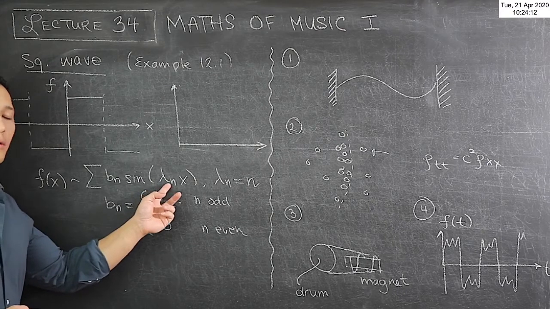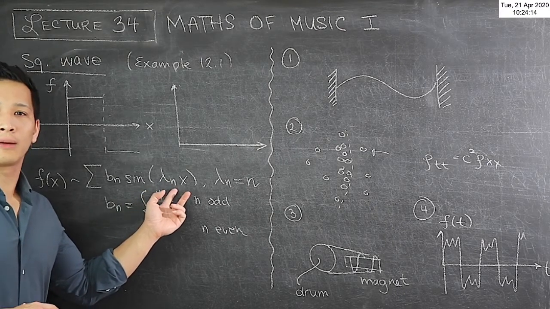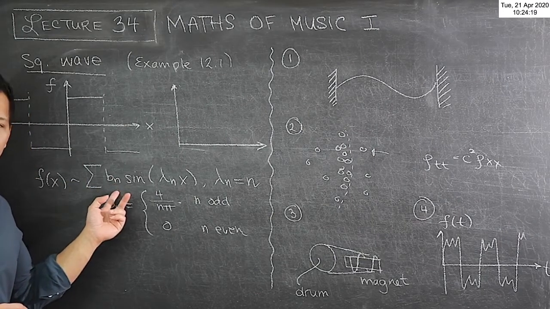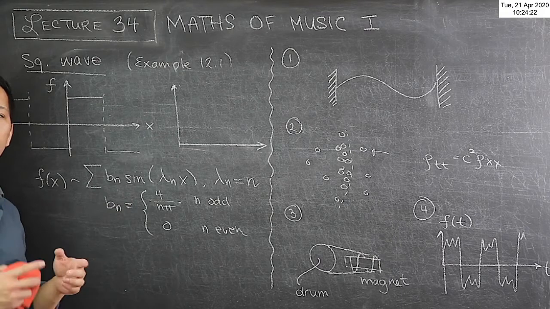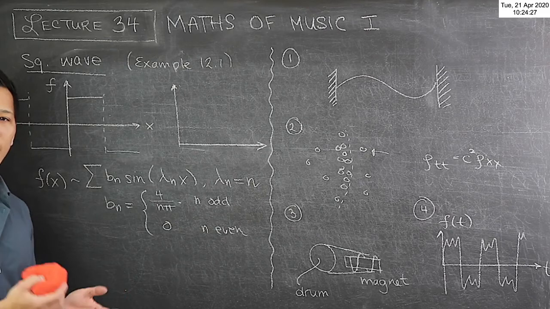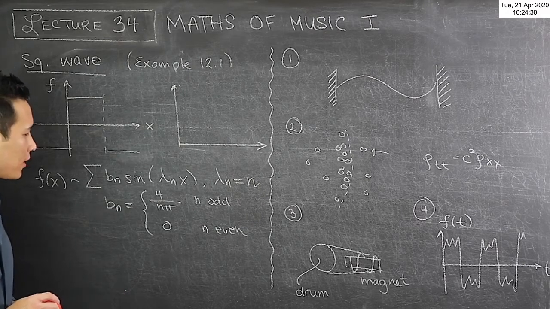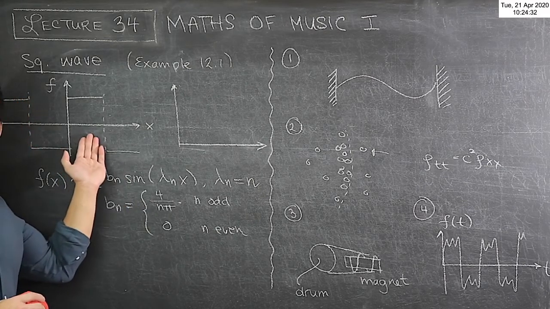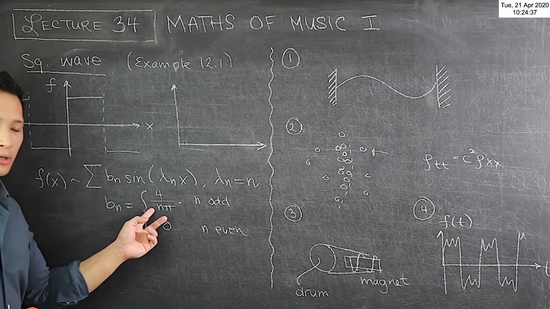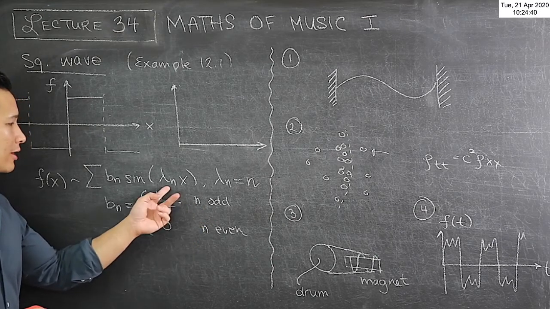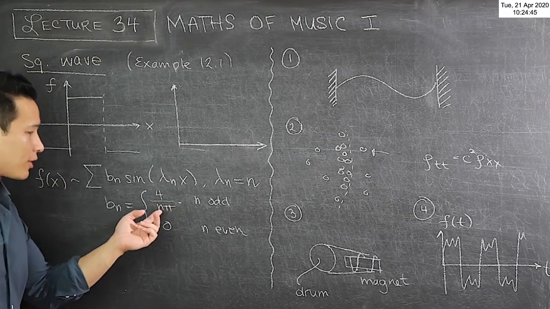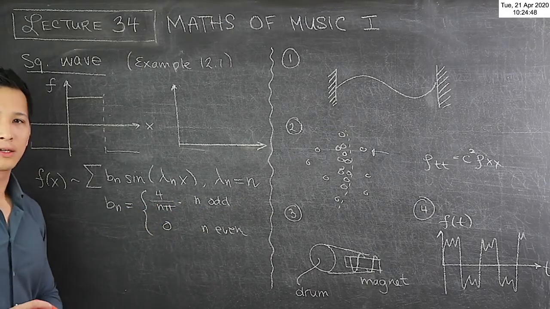You remember before I mentioned that sometimes you call the lambda n's the eigenvalues of the problem. The bn's are the Fourier amplitudes of the problem. So the bn's tell you how the different sines, and the an for the cosines, are weighted, which sines are large and which sines are small. And in this case, for this particular function of the square wave, the amplitude was 4 over n pi if n was odd, where here lambda n is equal to n, and 0 if n is even.